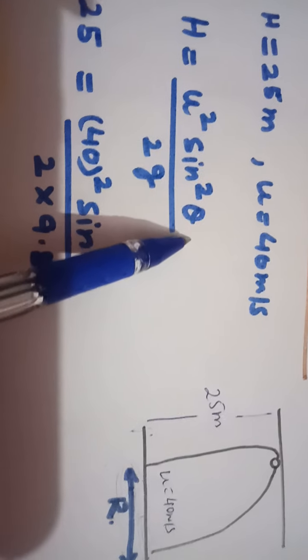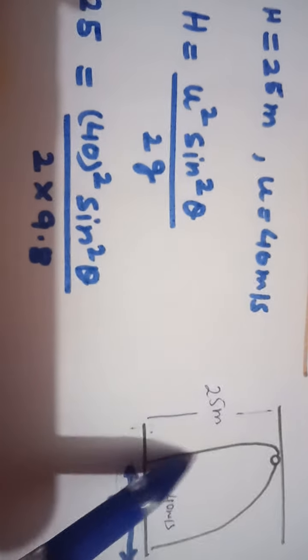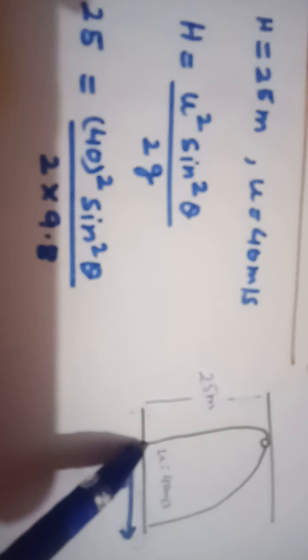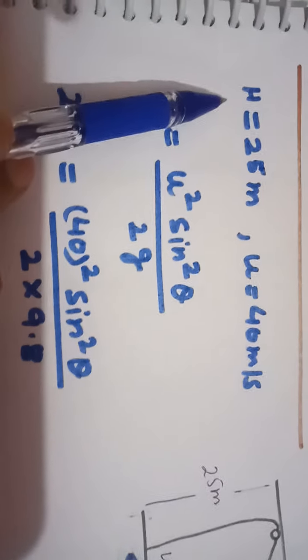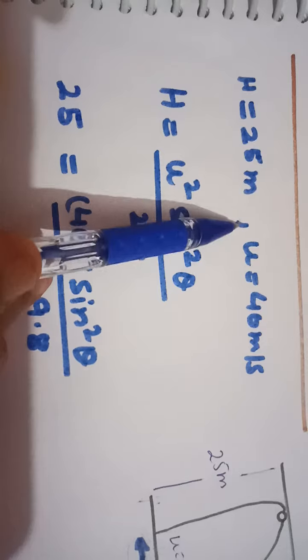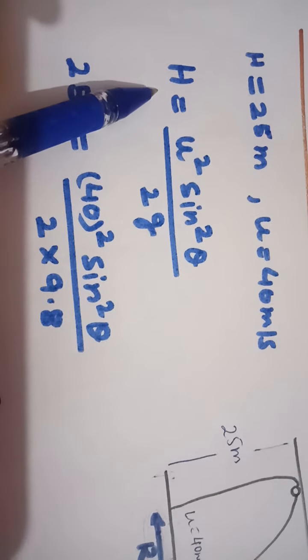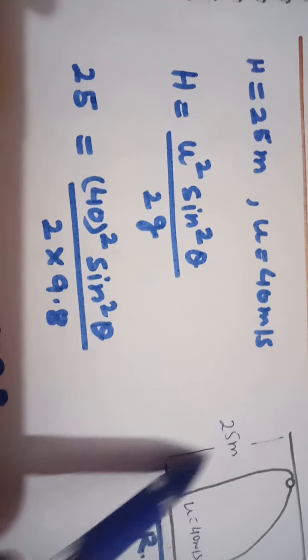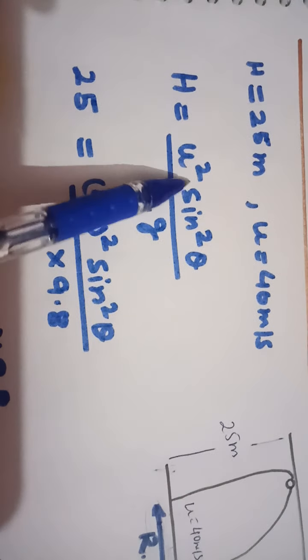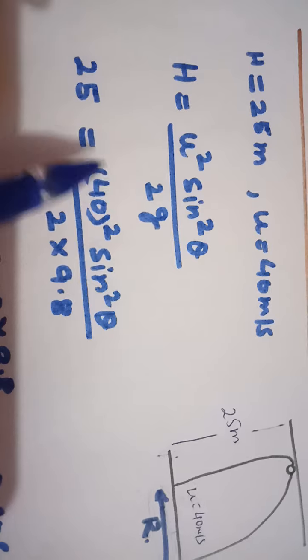First of all, we don't know what the angle of projection is. So we are going to take the condition h is equal to 25 meter, u is equal to 40 meter per second. What is the formula of the height? This is the height attained by the projectile, u square sin square theta upon 2g.